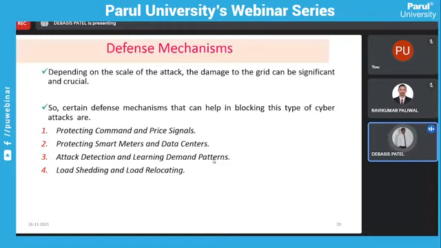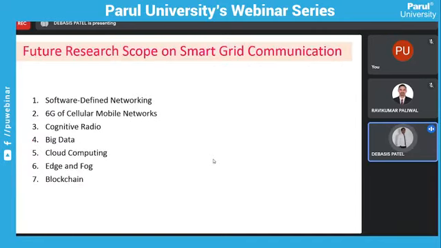All these things we have to see. Okay, means you have to depend. So what are the actions we should take in our communication and information technology, in terms of our future scope? We are going for software defined network, 6G cellular mobile network, cognitive radio, big data, cloud computing, edge and fog, and blockchain. These provide more security and faster operation to our smart grid.